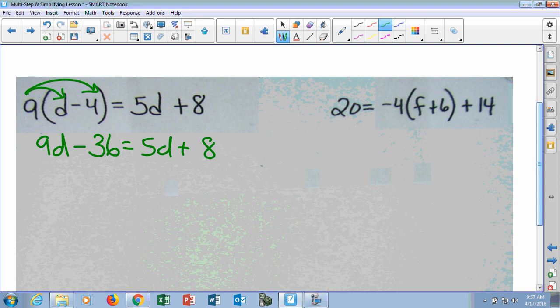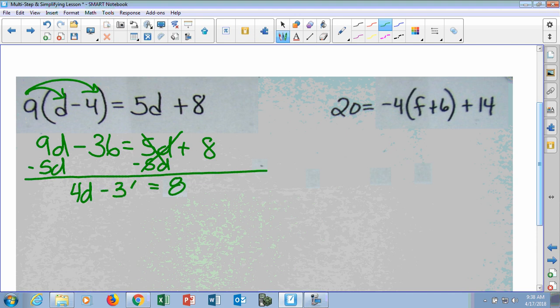Well, now we have variables on both sides. So which one are we going to move? 9D or the 5D? Yeah, move the 5D because it's smaller. You keep your numbers positive. So how can I move the 5D over to the left? Is it positive or negative? Positive. So yeah, we have to subtract it from both sides. And remember, what you do to the right side, you have to do to the left side. So this becomes 0. So the only thing left on the right side is an 8. And over here I have 4D, because I get 4D when I subtract 5D from 9D, minus 36.